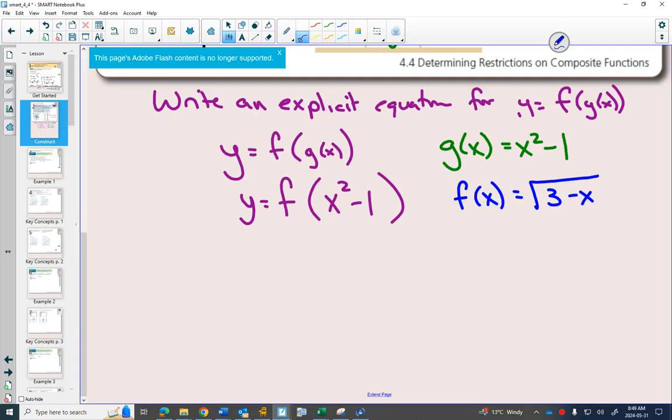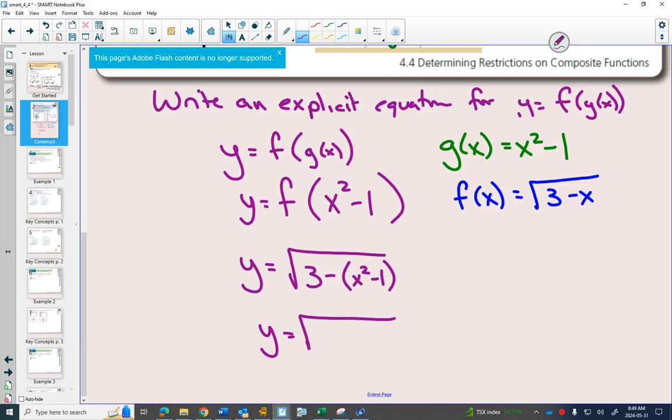So this is going to equal the square root of 3 minus, and then brackets, we're throwing in x squared minus 1. If I simplify that, I get the square root of negative x squared plus 4. And this will actually be the easiest way to graph this. How do we graph the square root of negative x squared plus 4?